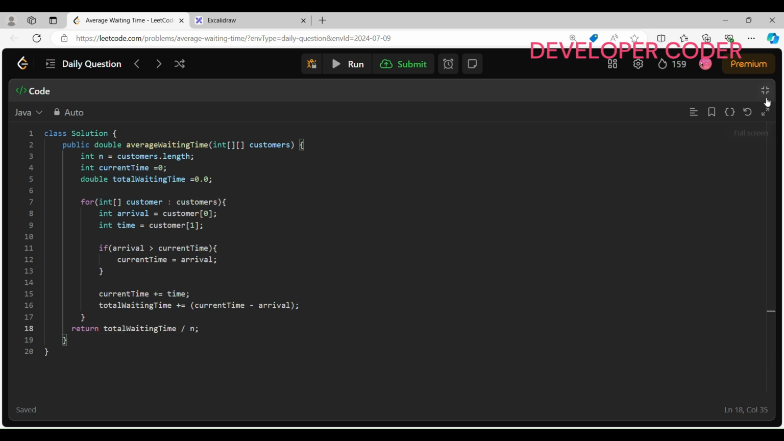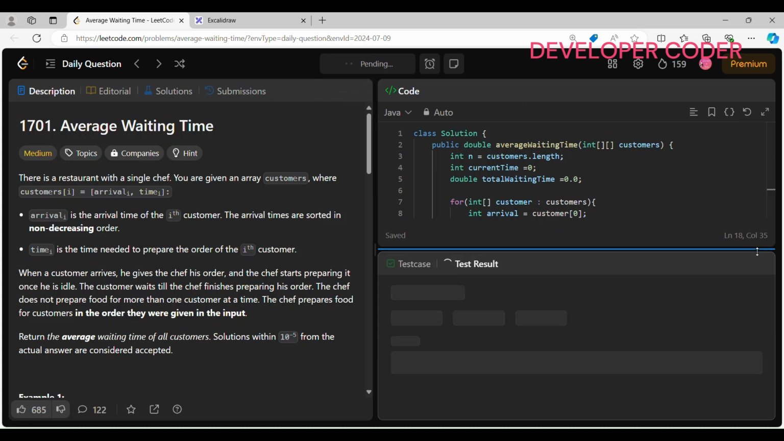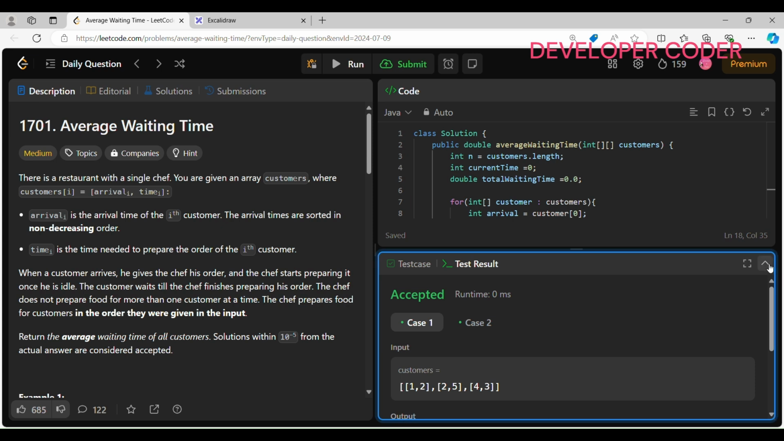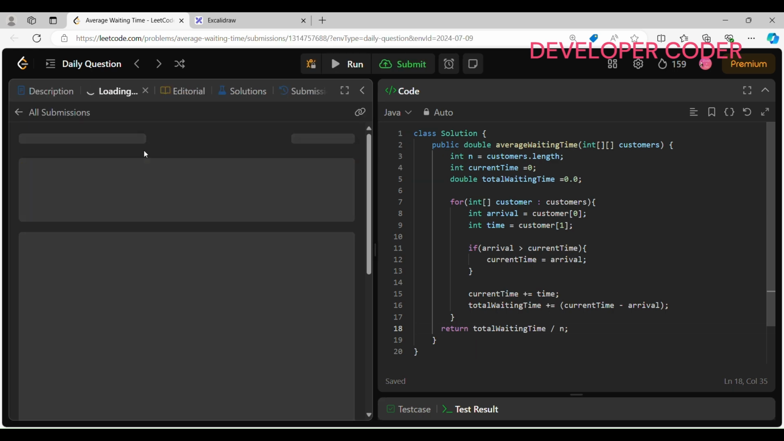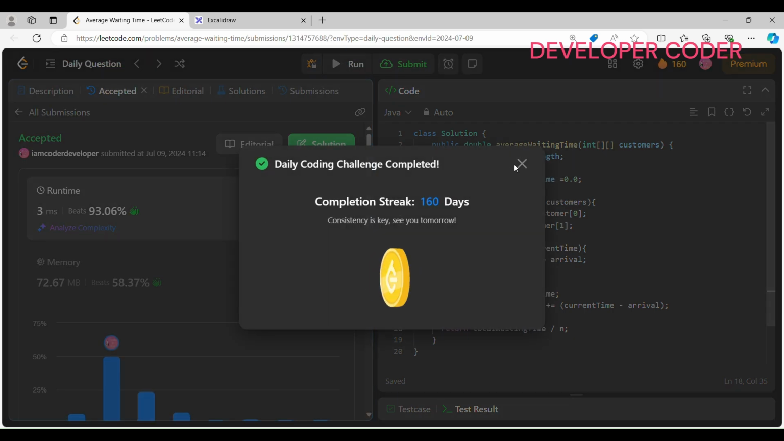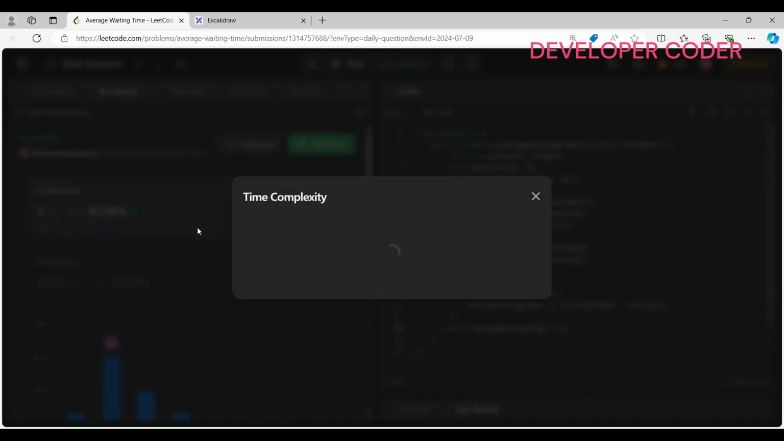Okay, that's it. Now let's run the code. So all the test cases have been accepted, and the time complexity, since we are iterating over all the customers one by one, is going to be O of n. Okay, so now let's submit it. So see, our solution is accepted, right?